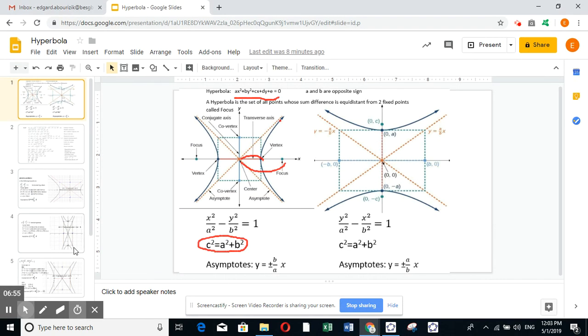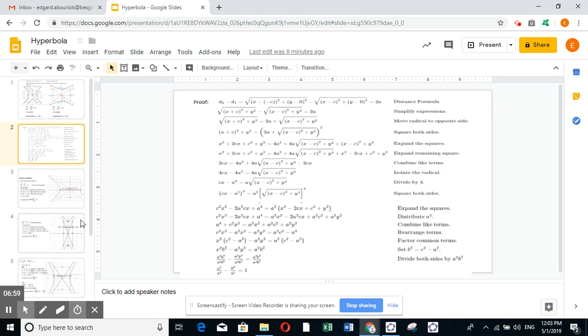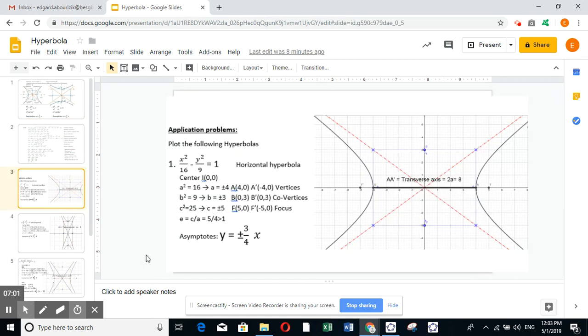Now let us go to a practice problem. You will understand more. This is the proof. As I said, you can read it by yourself. Let us go to the first application. I want to graph here.